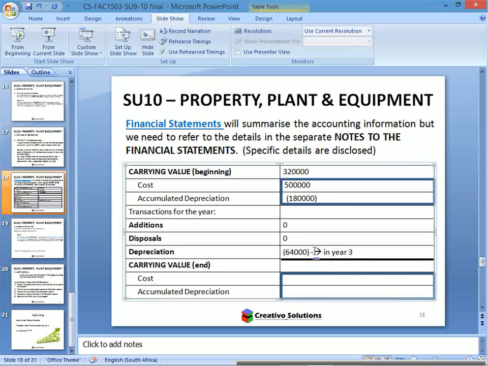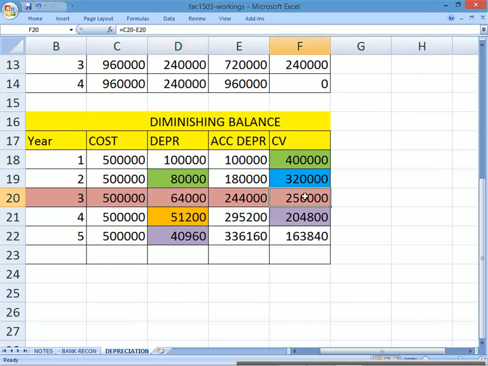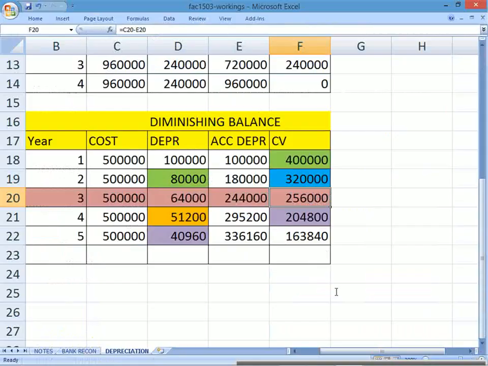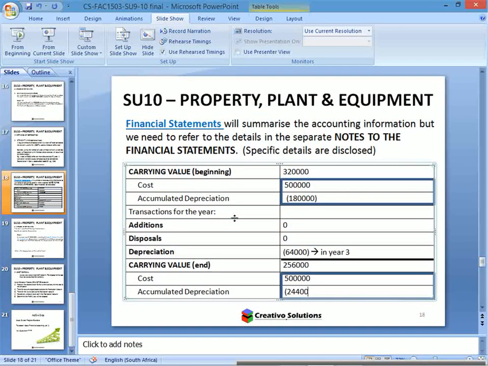Does that make sense? Okay. Right, and then at the end of year 3, what do I have? Carrying value. And my carrying value comprises 500,000, which is the cost and doesn't change, and accumulated depreciation, which is now the sum of what I started with and what I ended with, which is 240,000. Okay, that's something to consider.